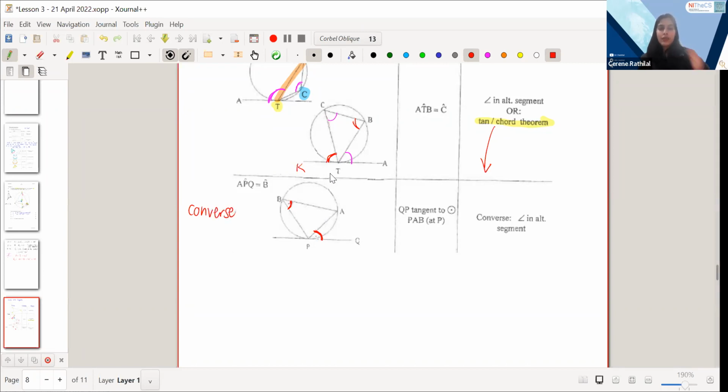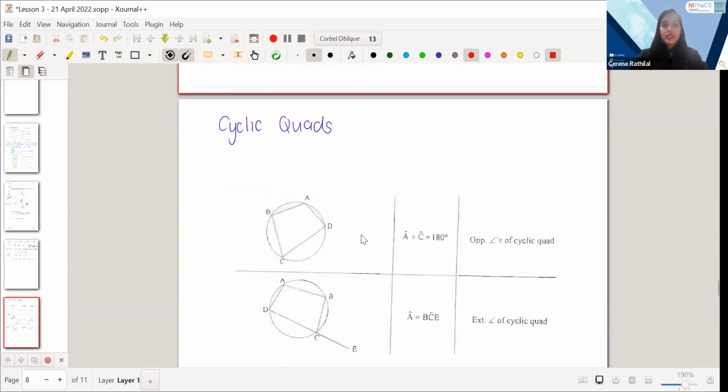And so we see that now we've got the conclusion and we're doing the opposite of what the Tan-chord theorem was telling us originally. So here, if we were given that the angle QPA is equal to angle B, then we can conclude that this line is a tangent to the circle. So it's important to know which results are true in both directions, and the Tan-chord theorem is one of them. Okay, so those were some important results.